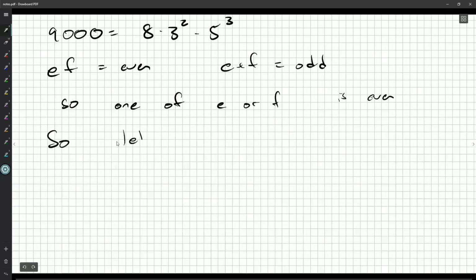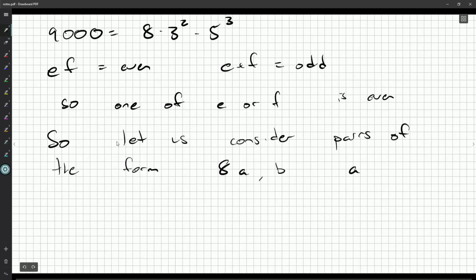So let us consider pairs of the form 8A and B, where AB is equal to 9 times 125, which I don't know off the top of my head. I'll just quickly grab the calculator. 1,125.